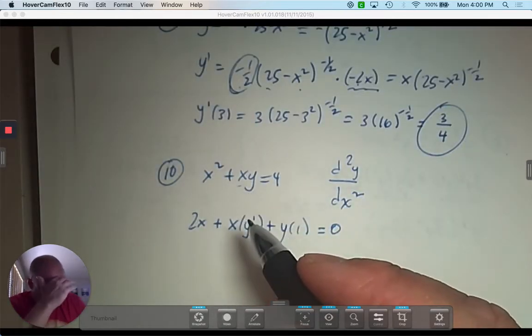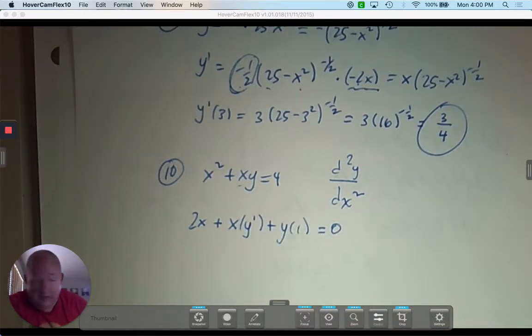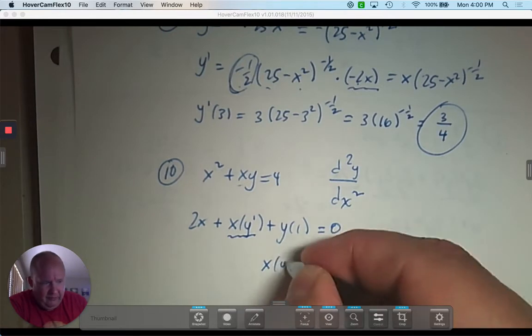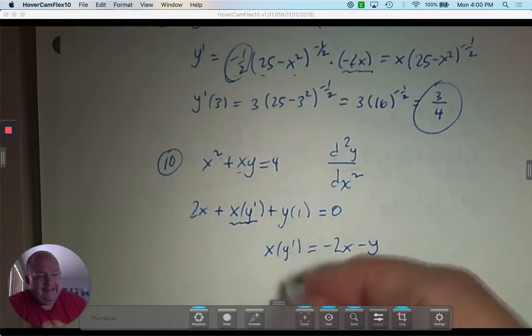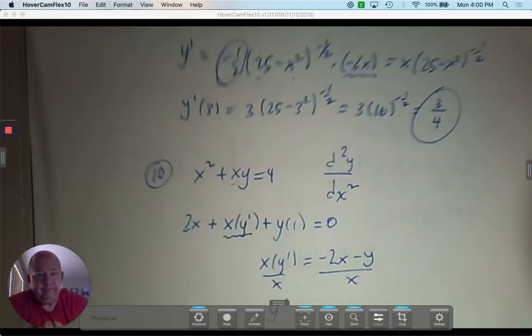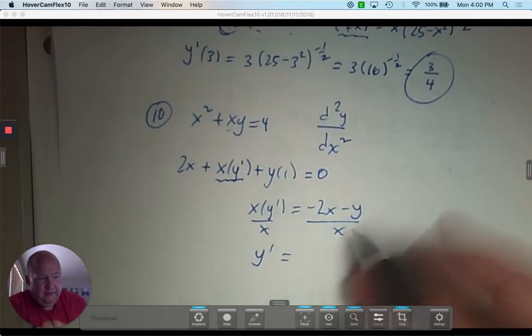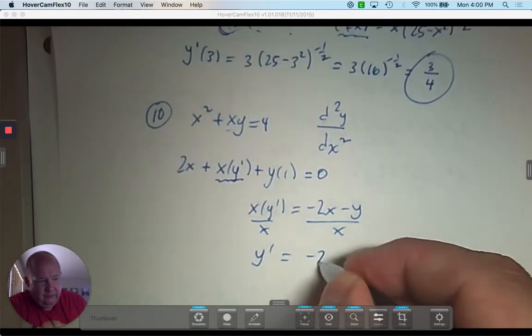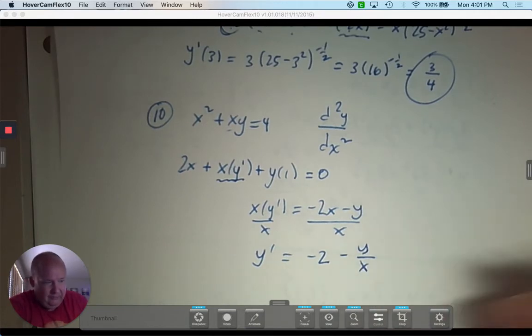The more we do this, we'll just write down y prime, because y prime times 1 is y prime. All right. What's our next goal? To get this part isolated. So how do I do that? So x times y prime, I'm going to subtract 2x and subtract y. Then to get y prime by itself, I'm going to divide by x. Now I'm going to simplify this to make my life a little bit easier. When I divide by x, x divided by x gives me -2, and then I have minus y over x.